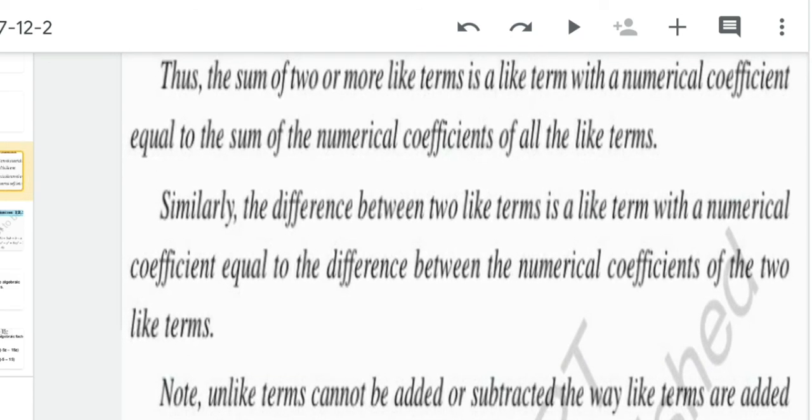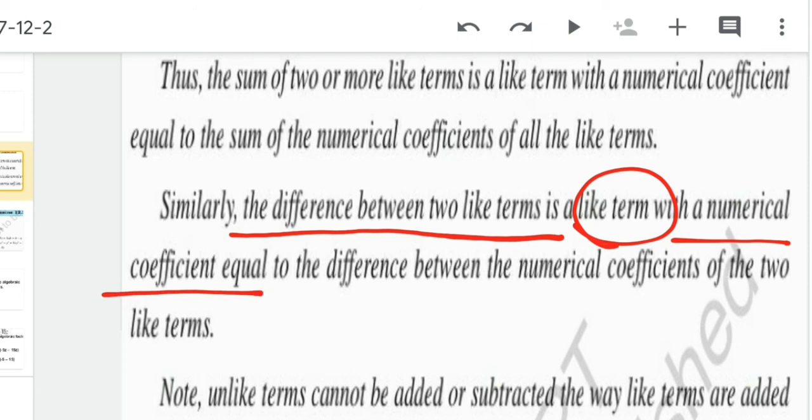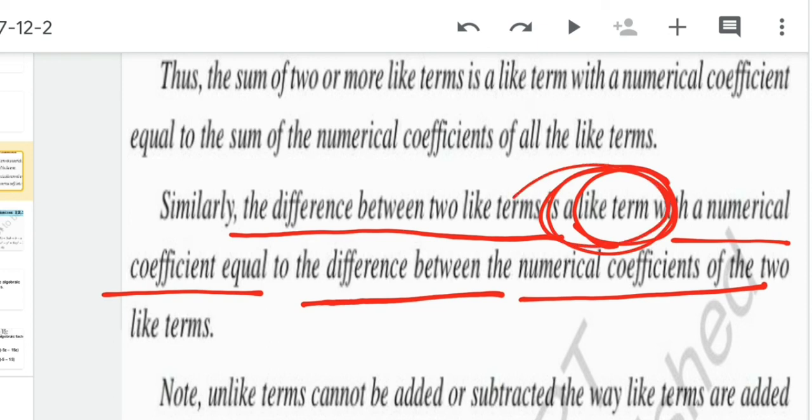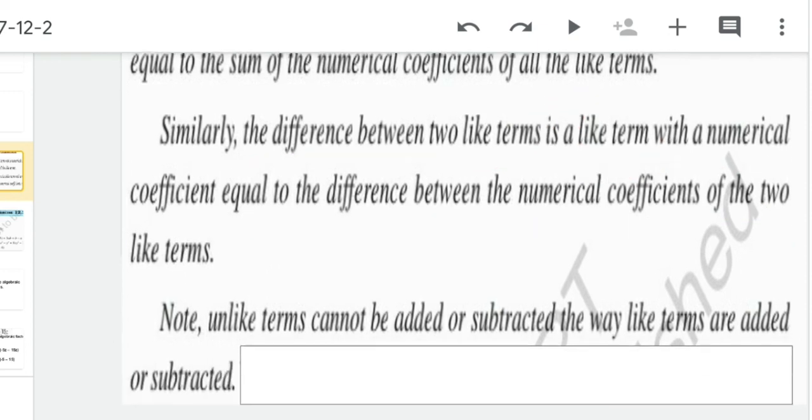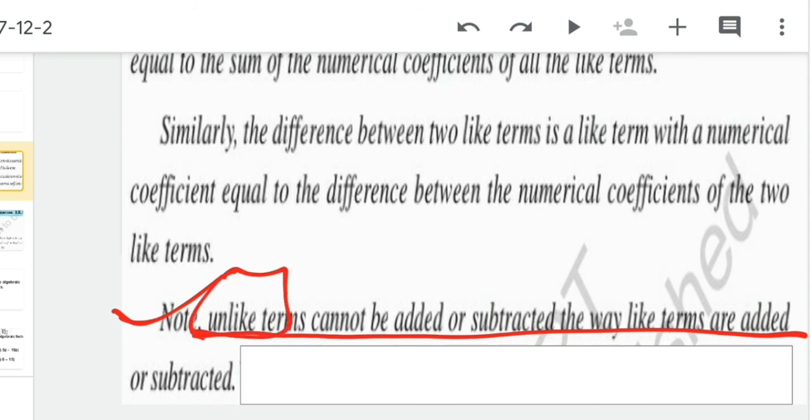And the same thing is for subtraction. Now subtraction we will discuss in our next class, but we can discuss here theoretically. So similarly, the difference between two like terms is a like term, and the numerical coefficient of the answer is equal to the difference between the numerical coefficients of the like terms. And the very important thing is, unlike terms cannot be added or subtracted. We can only add or subtract like terms. We cannot add or subtract unlike terms.